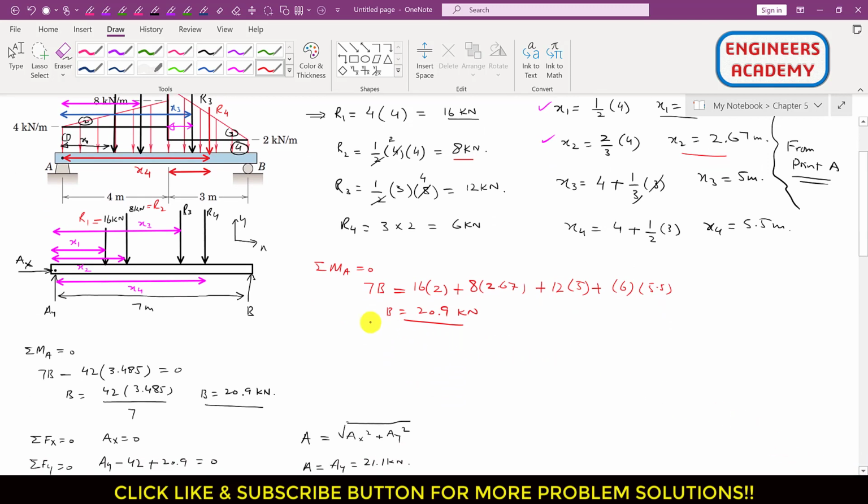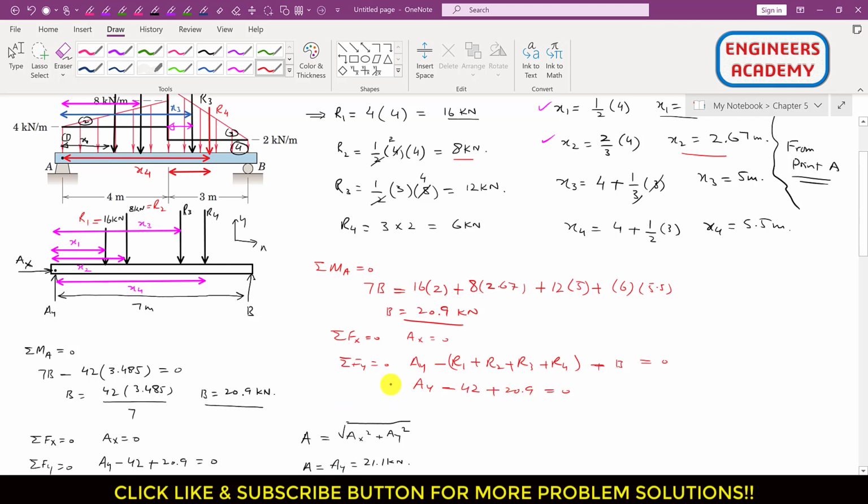and if we get this B as equal to 20.9 kilonewton, if we apply the summation of forces along x equal to 0, so again Ax is only acting in the x direction, so Ax will be equal to 0, and if we apply the summation of forces along y equals to 0, then Ay is acting in the positive y direction, and R1, R2, R3 and R4 are acting in the negative y direction, so we will write minus R1 minus R2 minus R3 minus R4, and if I take minus common, then this will become R1 plus R2 plus R3 plus R4, and this B is acting in the positive y direction, so we will write B, and this is equal to 0. So this is Ay, and R1 plus R2 plus R3 plus R4, if we sum up all these, is equal to 42, so we can write that this is minus 42, and B is this 20.9, so this is 20.9 and this is equal to 0.